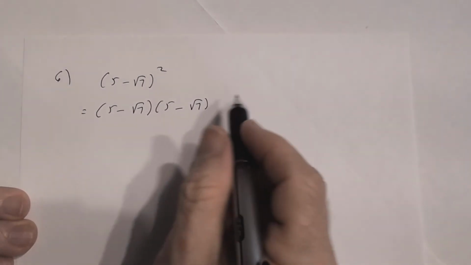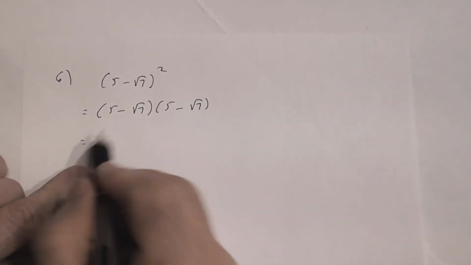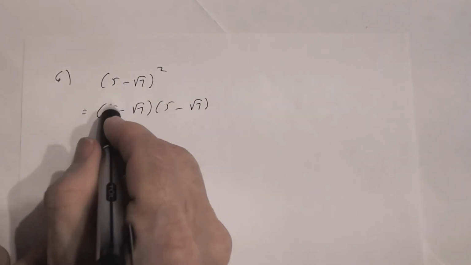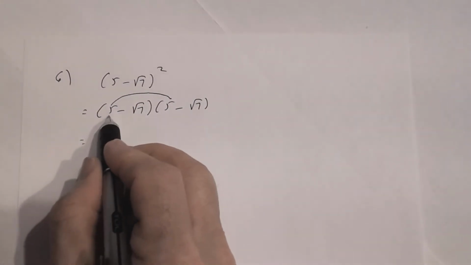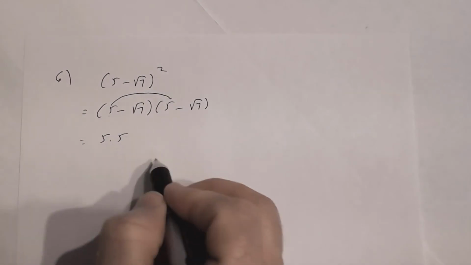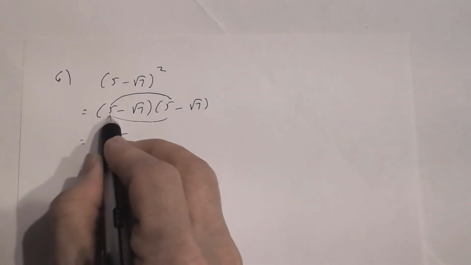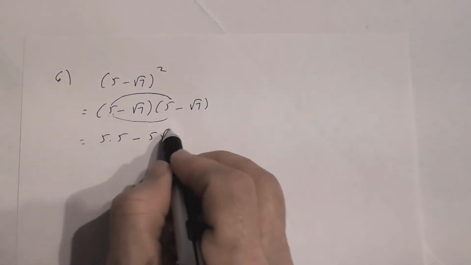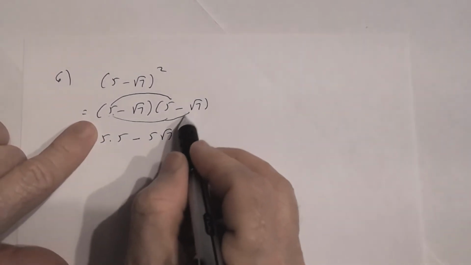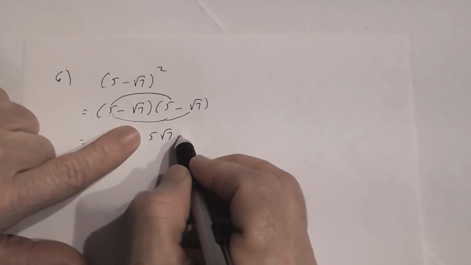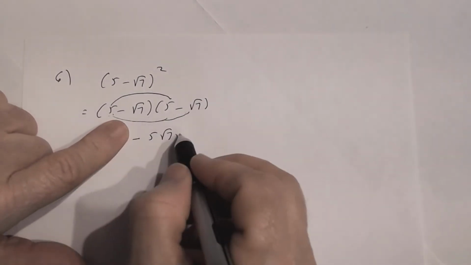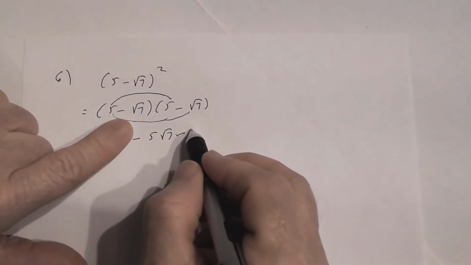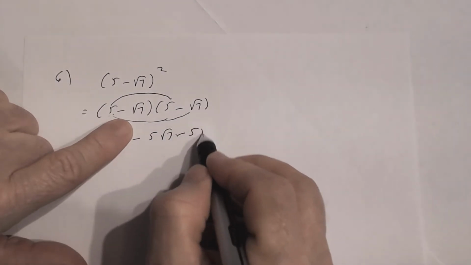And then let's use the FOIL method. So first, remember your first, you'll multiply the first together and actually write it out. 5 times 5. The outer, a positive times a negative is a negative, so that'll be 5 times the square root of 7. The inner is a negative times a positive, which is a negative. I'm going to put the 5 in front, so it'll be 5 square root of 7.